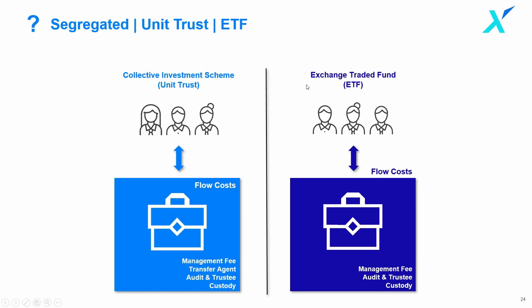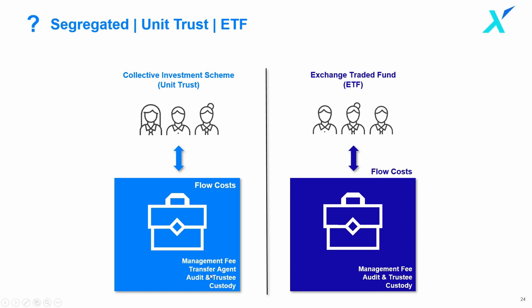Both vehicles in a South African context are what we call collective investment schemes and are regulated by the FSCA. So they're both regulated investment products which are suitable for end investors to access and invest in. The big difference, though, is with a unit trust, you purchase and sell units directly with the issuer of that unit trust, the management company, whereas with an ETF, you will buy and sell shares on an exchange. And that has important differences in terms of how they work.